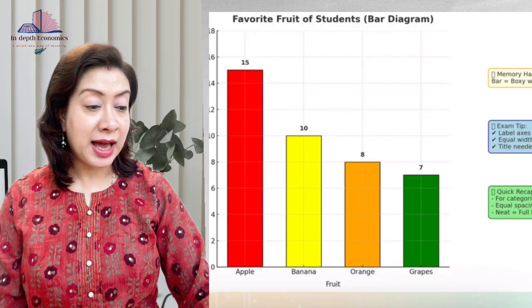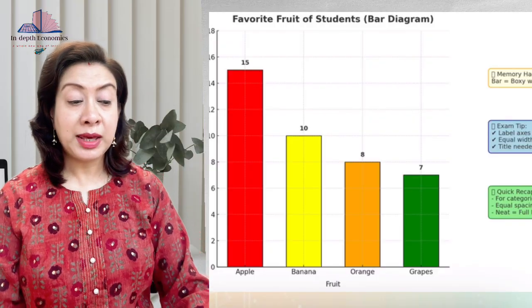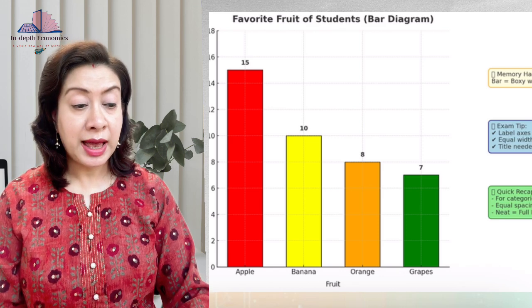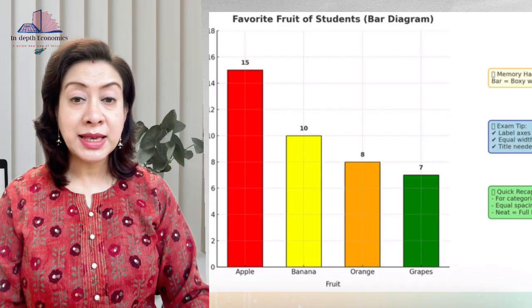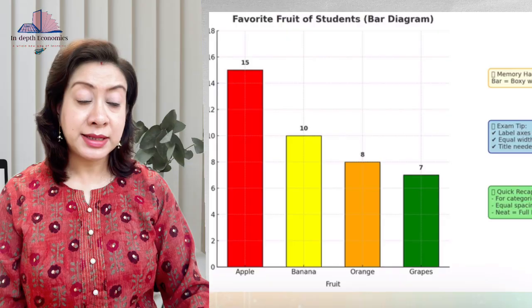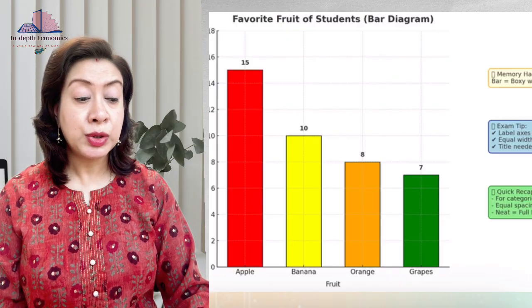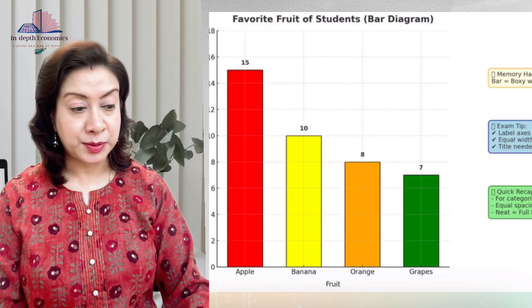Now let us look at the diagram. First of all, you can see we are labeling the x-axis as fruits and the y-axis as number of students. The y-axis is scaled from 0 to 20 with a difference in the scale of 2. So it is 0 to 2, 2 to 4, 4 to 6 and so on.